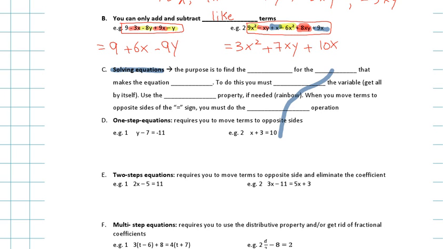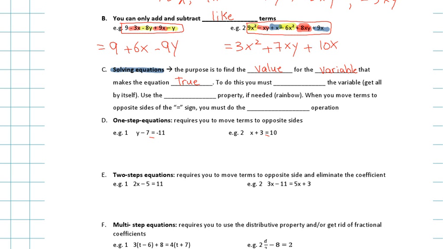Now, with this one, you will have an equal sign. So with solving an equation, the purpose is to find the solution, or the value for the variable that makes the equation true. Basically you're finding the value of that x, or the value of that letter.